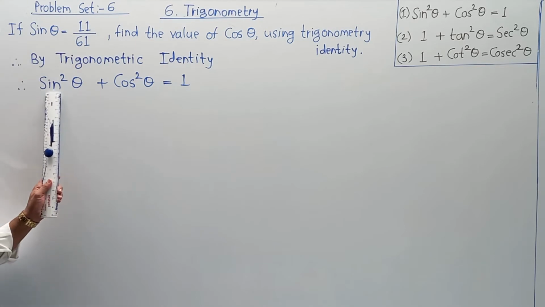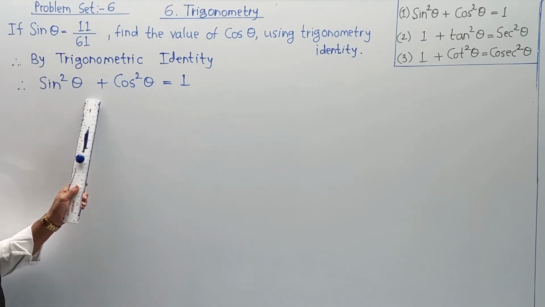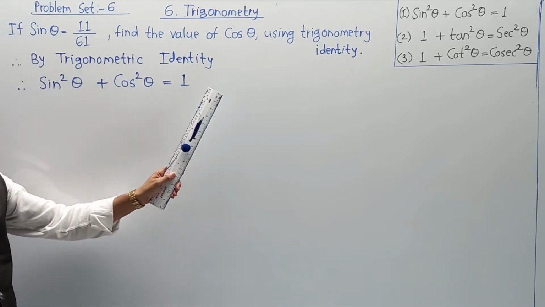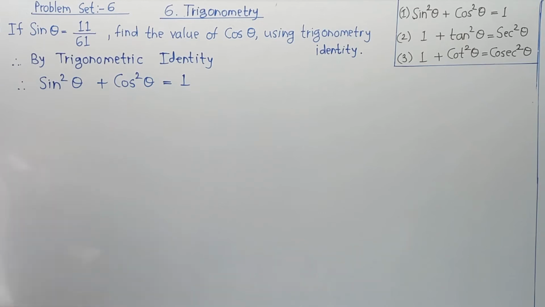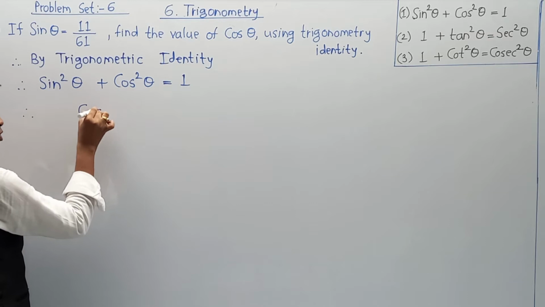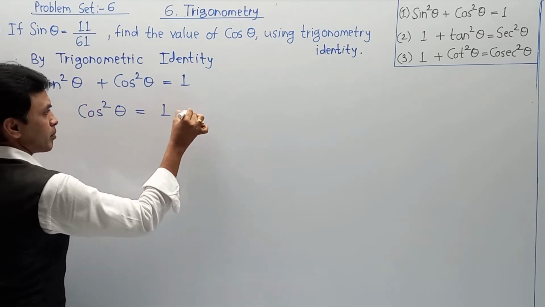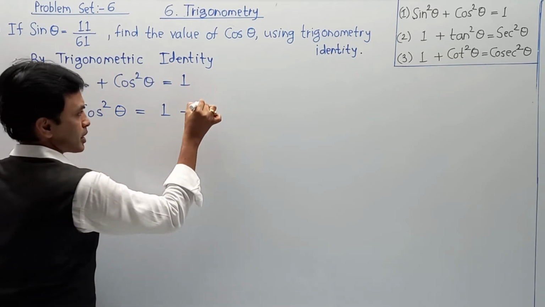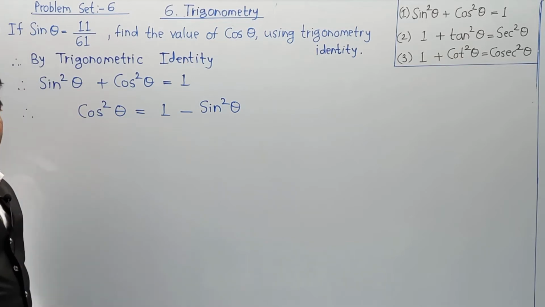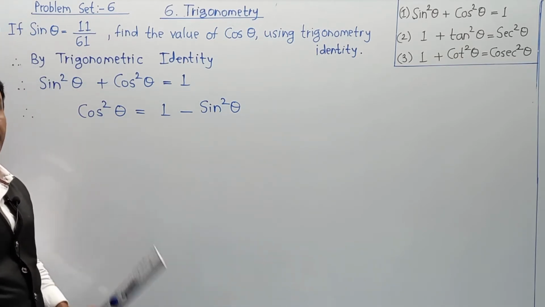Now we know that sin square theta plus cos square theta is equal to 1, and the value of sin theta is already given. Shifting this term from LHS to RHS, naturally it changes its sign. Therefore, I am writing cos square theta is equal to 1 minus sin square theta. Up to this part, no one has a problem. Next part, calculation, and pay attention.